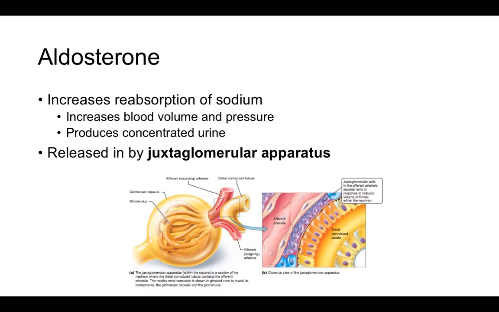Now, this is regulated by the juxtaglomerular apparatus, which is right here between the afferent and the efferent arterioles. Now, here's the distal convoluted tubule, and the JG apparatus is right here, right between it.